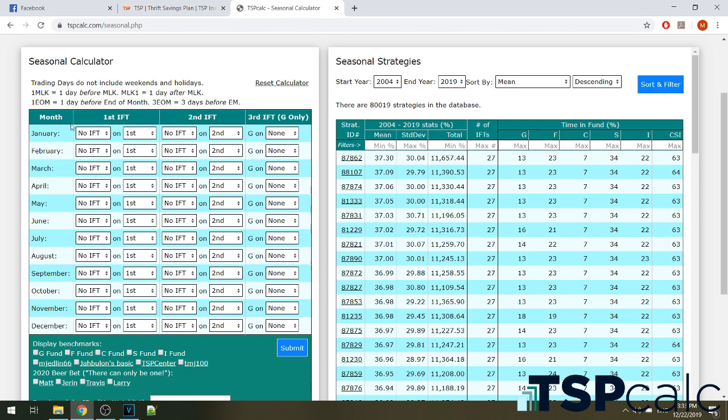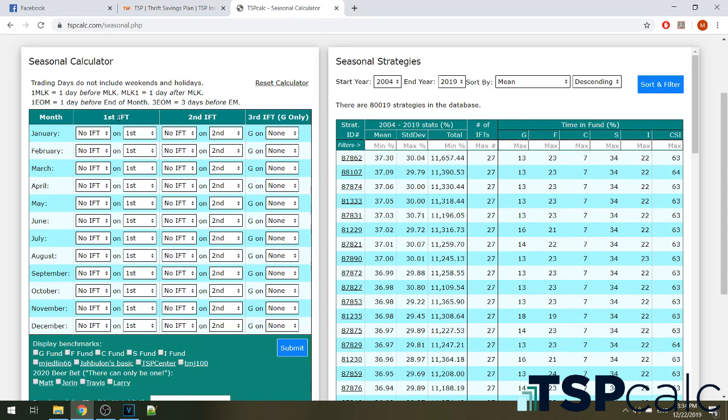You'll notice on here that there's no input for a year. There are the 12 months, but there's no information about the year, and that's because a seasonal strategy, by definition, makes the same exact trades every year. So we can't tell it to only calculate a certain year or only calculate this year. Instead, a strategy is just a set of 12 months of trades.